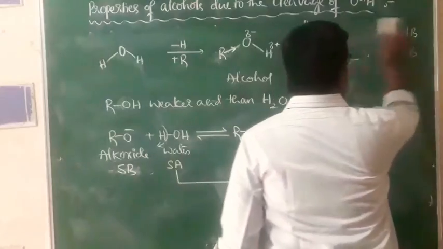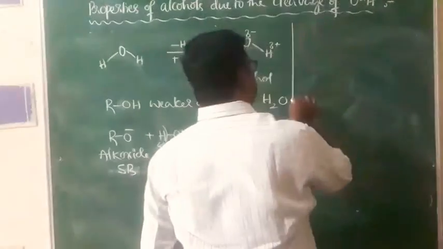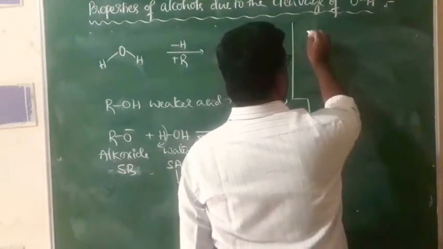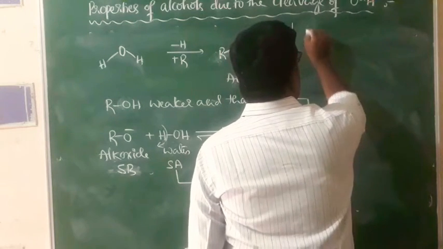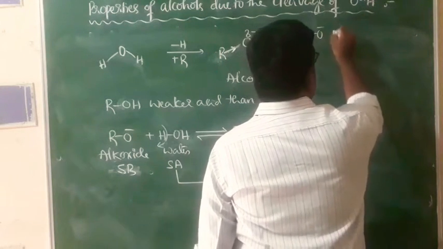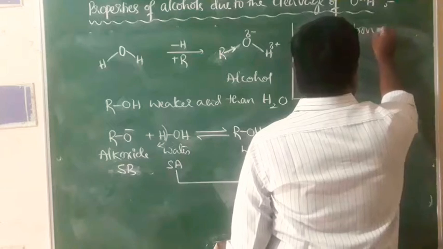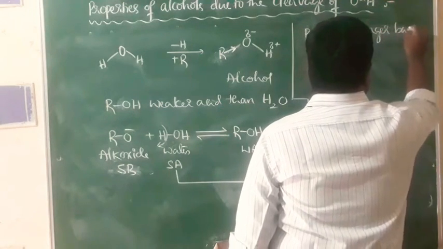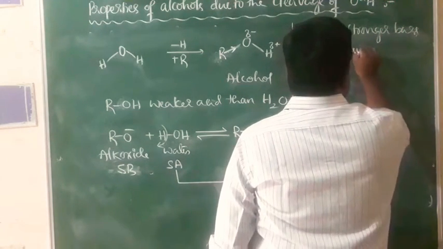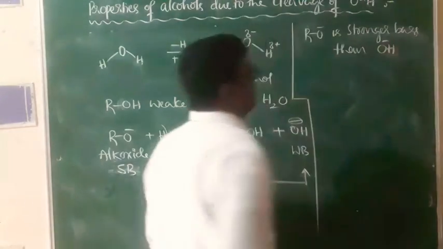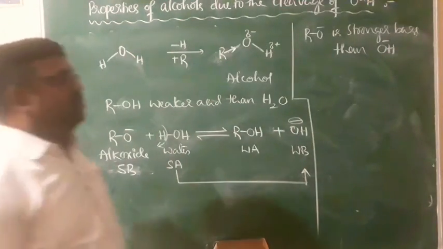Therefore, on the basis of these two, what I can conclude at this moment is that RO minus is a stronger base than OH minus. RO minus is a stronger base than OH minus.